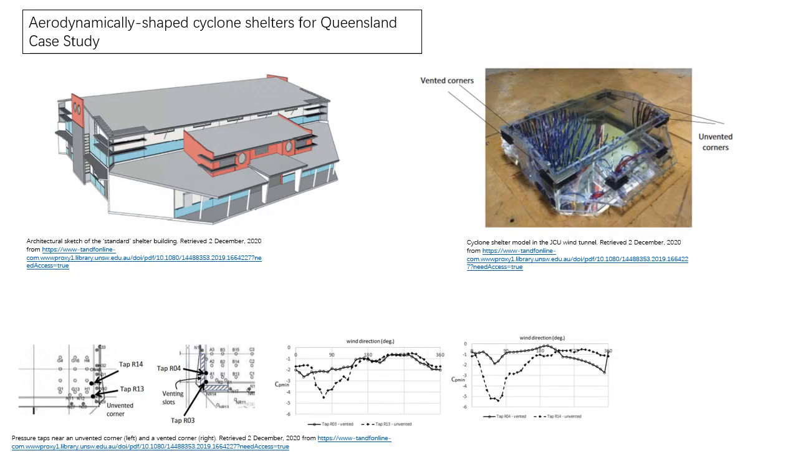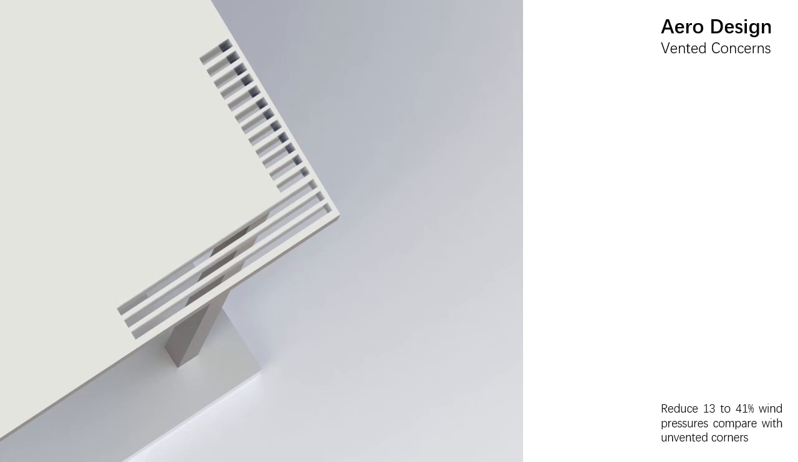From the case study of the aerodynamically shaped cyclone shelter for Queensland, published by Holmes in 2019, the shape of the cyclone shelter design should consider aerodynamic shaping to resist the wind. The research points out that vented corners can reduce wind pressures by 13 to 41% compared with unvented corners. So in my designed cyclone shelter, I added vented corners to reduce the wind pressures.